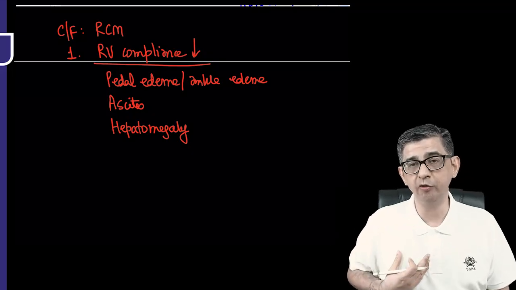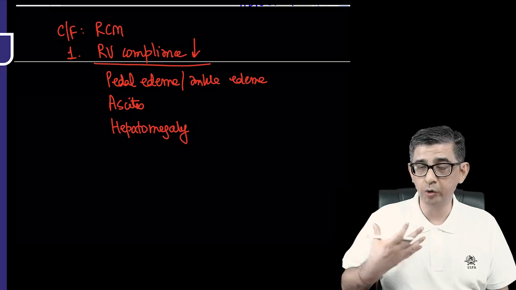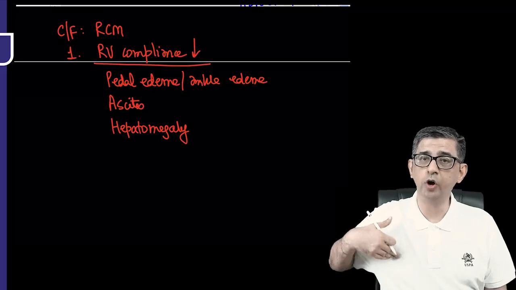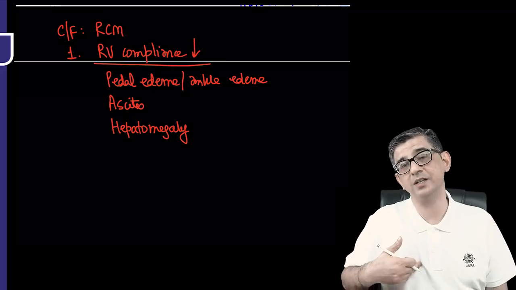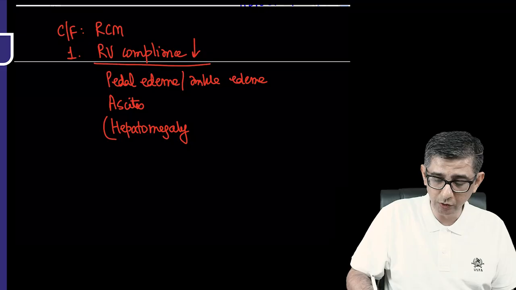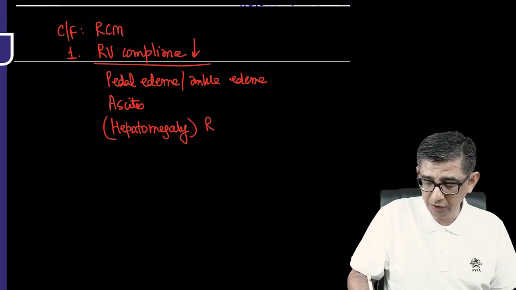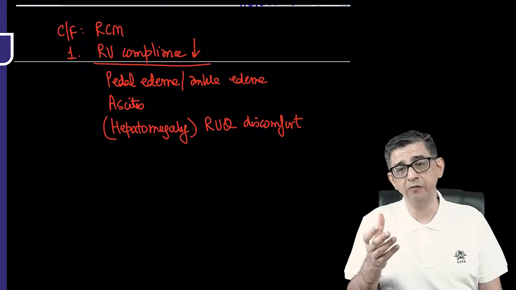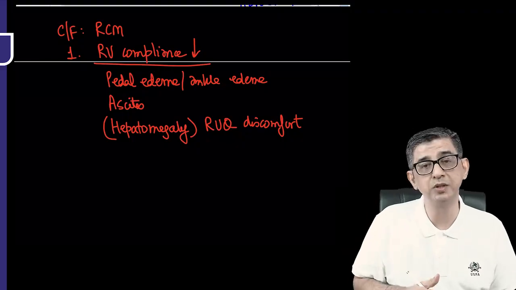Because if the right side of my heart is stiffer, if there is fibrosis in the right side of the heart, then there would be peripheral pooling of blood. Blood will not be able to come to the right side of the heart, as a result of which there would be a congestion in the liver. Now, he may not write the word hepatomegaly, but he might just write the words right upper quadrant discomfort in this patient. That is primarily because of the stretching of the capsule of the liver on a long-term basis.